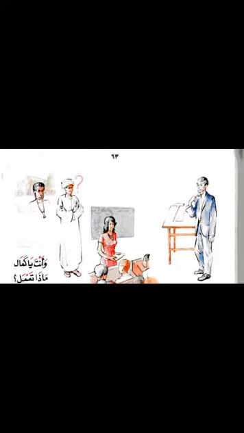So the word Lubnaniyya is used only for Lebanese women. The word Misri is used only for Egyptian men. And the word Sudani is used only for Sudanese men. Okay? Yes. Next page.